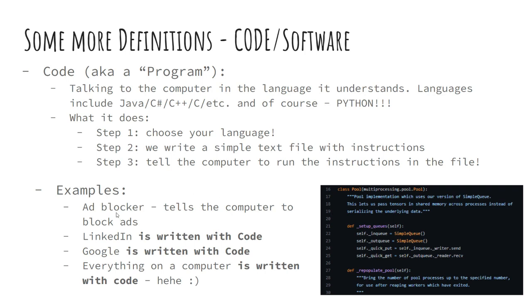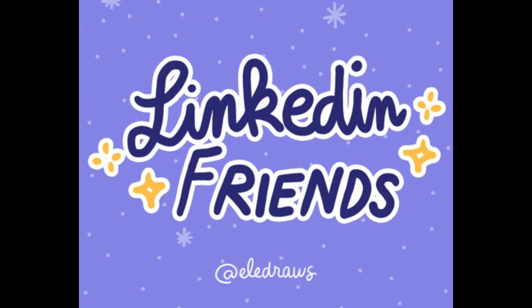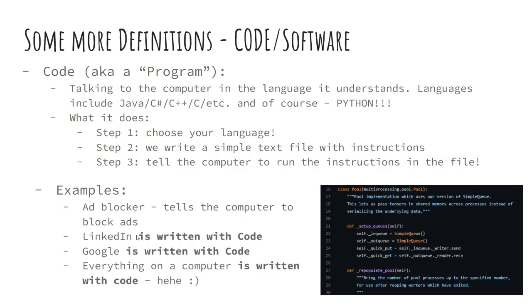Now, if you look at examples, take an ad blocker. When you're telling the computer to block ads, somebody wrote some code. They wrote some Python or really JavaScript, whatever the language is. They wrote some instructions to tell the computer to block ads. LinkedIn, the whole website: you go to the website on your computer, your computer makes a request for information, and it talks to the computers that LinkedIn has. And the LinkedIn computers will give you your social network. Essentially, guys, everything on a computer is written with code.